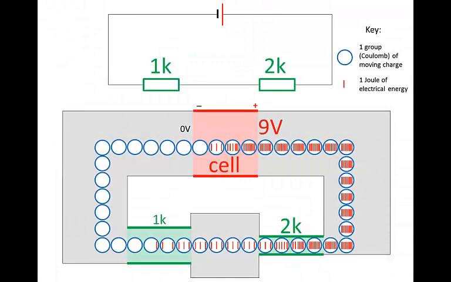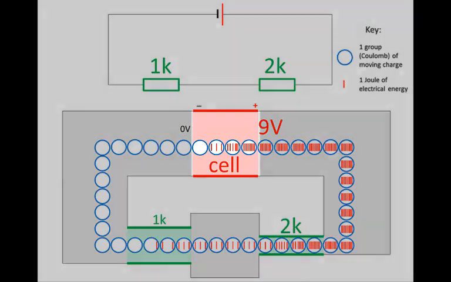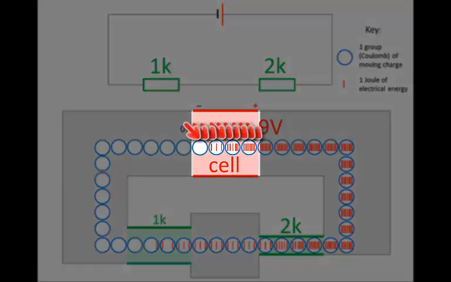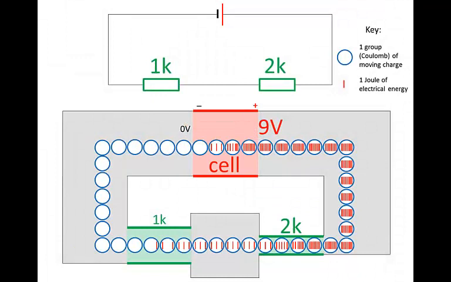Notice that as these blue circles, as these groups of moving charge move through the cell, they are given energy. The cell gives the moving charge energy. That's what moves the charge. Then notice, as these moving charges move through the resistors, they lose that energy. This is a 9-volt cell, so that means that each group, each coulomb of charge, receives 9 joules of energy from the cell as they move through the cell.